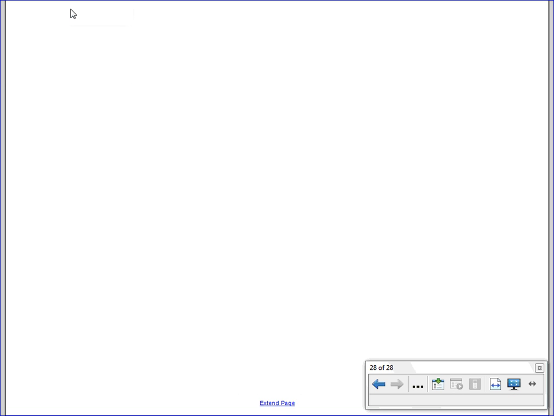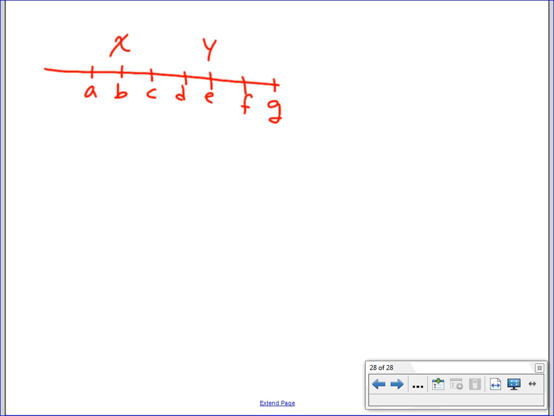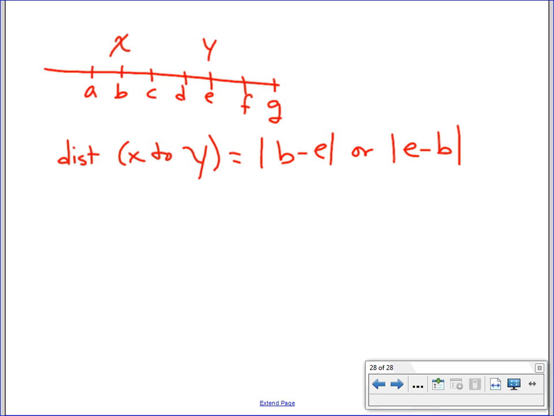Now, one more thing about absolute value equations. You learned in geometry that if you had points on a number line and their coordinates were, say, A, B, C, D, E, F, G, and let's call this point X and this point Y, then the distance from X to Y was equal to the absolute value of the difference of their coordinates. Absolute value B minus E, or absolute value E minus B.